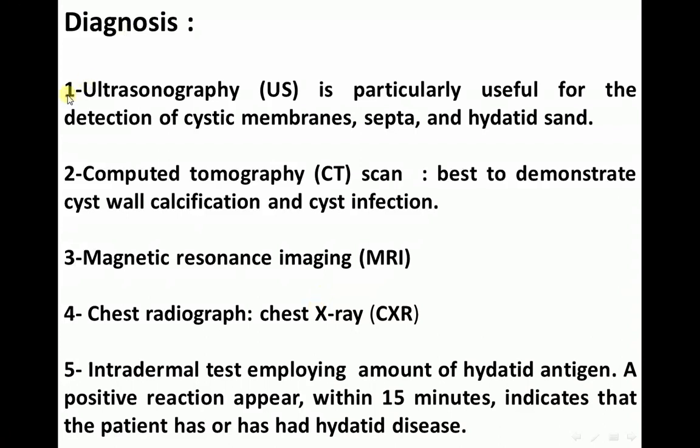Diagnosis. Ultrasonography is particularly useful for the detection of cystic membrane, septa, and hydatid sand. Number 2, computed tomography scan to demonstrate cyst wall calcification and cyst infection. Magnetic resonance imaging and chest radiograph are also used.